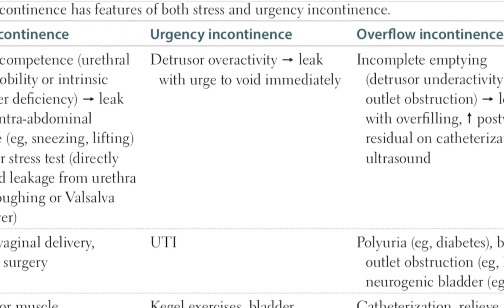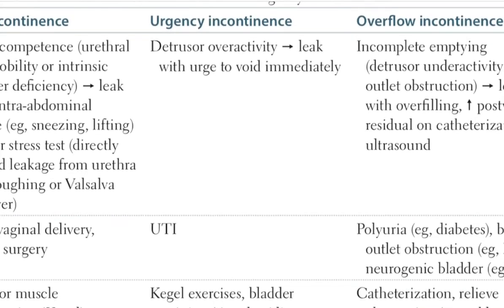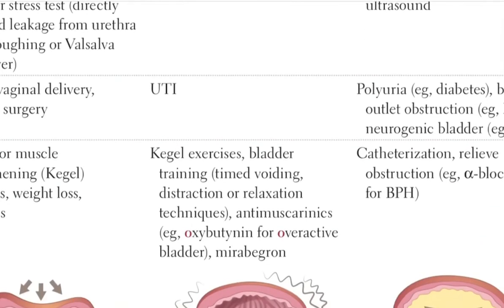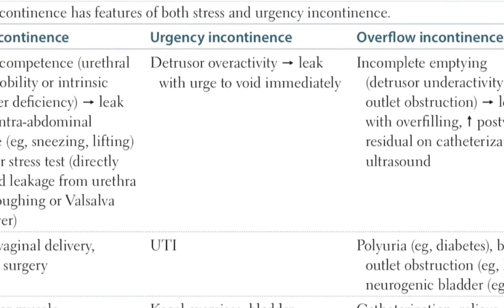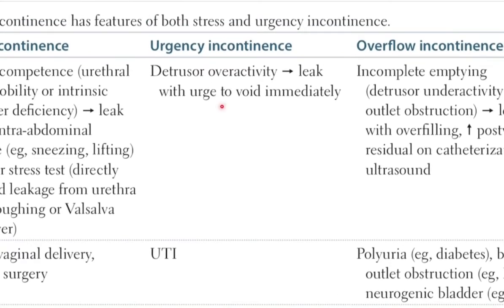Now, let us talk about the second incontinence, that is urgency incontinence. It occurs due to detrusor muscle overactivity, which leads to leakage of urine with the urge to void immediately. Am I clear? So, this occurs because of excessive activity or hyperactivity of the detrusor muscle, which makes a person void immediately.